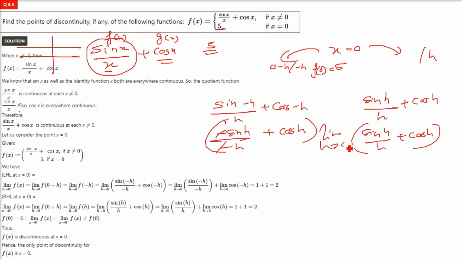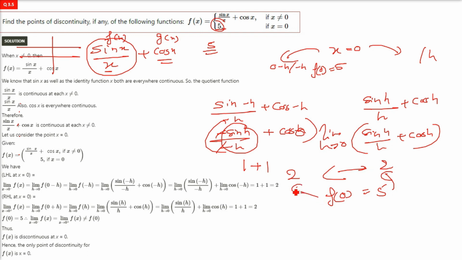Apply the limit, h tends to 0. What do you get? This is sin theta by theta, which is going to be 1, and cos 0 is 1. So 1 plus 1, both sides will get 2. LHL and RHL you will get 2. But the value of the function at x equal to 0 in this question is given as 5. So they are not matching. So fx is discontinuous at x equals 0. Hence the only point of discontinuity for this function fx is x equals 0.